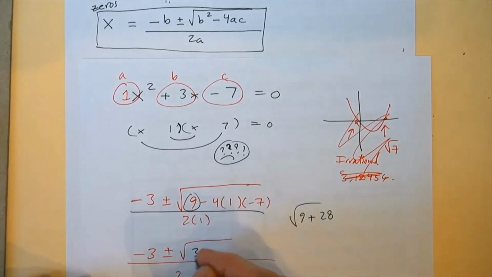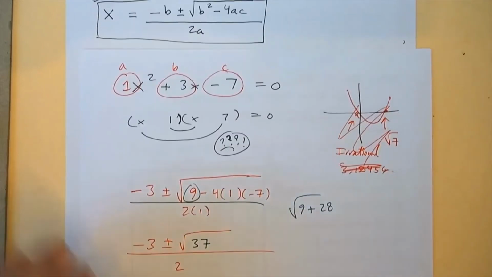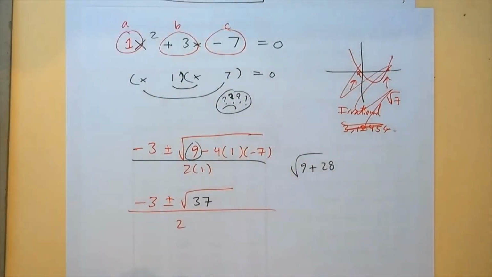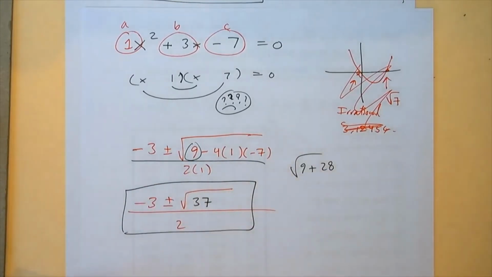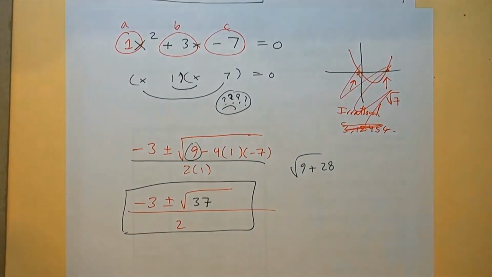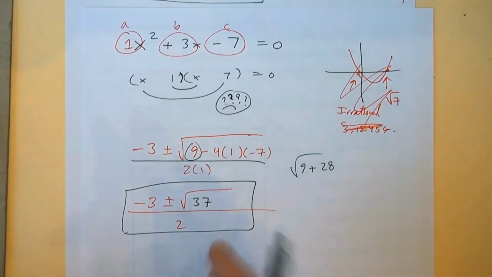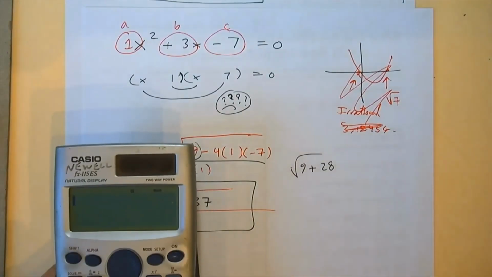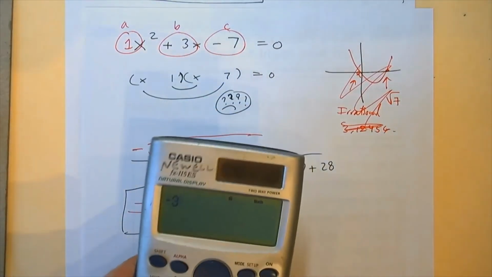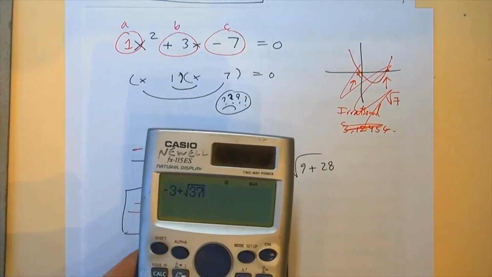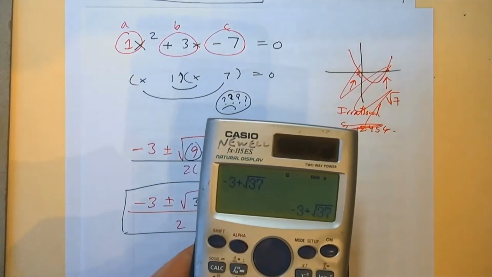9 plus 28, 37. Now I'm going, you're done. What? Yeah, you're done. That's it. You go, what? Yeah. I don't know what this number is, but you could stop right there. You could get a calculator and go, what is negative 3 plus the square root of 37? You'd have to hit equals.